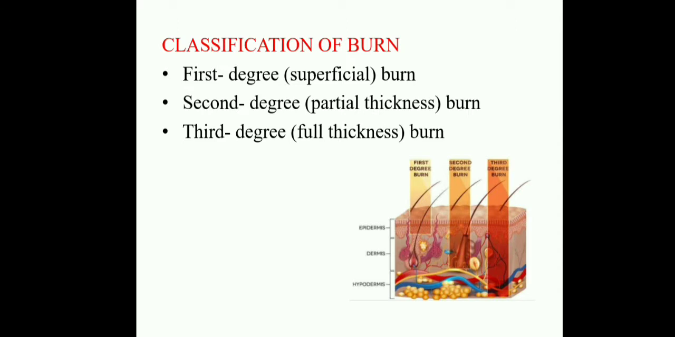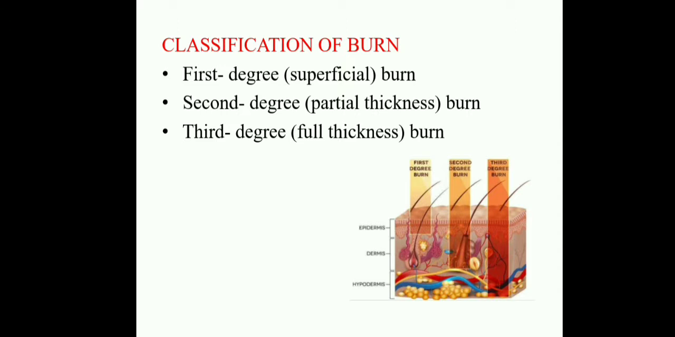Okay, what do second degree burns mean? It is a partial thickness burn. Here the dermis is also involved. In first degree, only the epidermis is burned. In second degree, the epidermis and dermis both are burned; that is called a second degree burn, another name for which is partial thickness burn. And the third one is third degree burns, that is full thickness burns. Here in third degree, 3 layers of the skin are damaged.